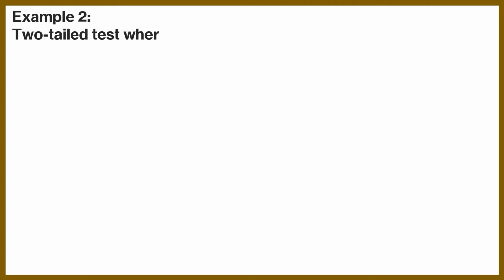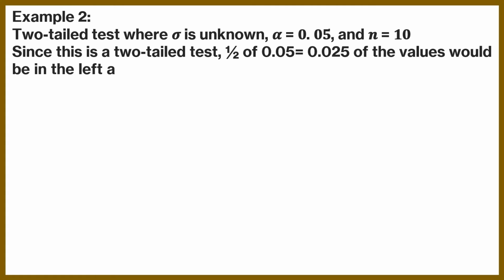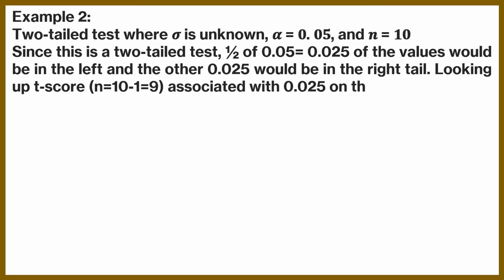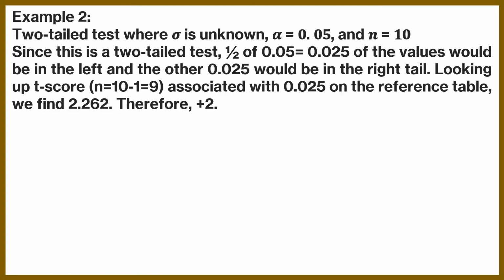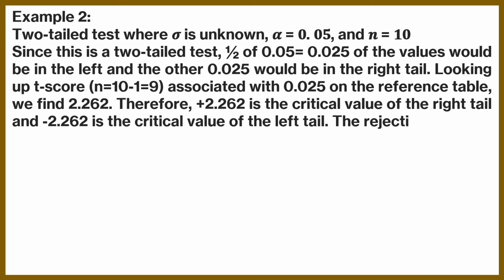Example 2. The two-tailed test where the variance or standard deviation is unknown and our significance level is 0.05 and the sample size is 10. Okay, again, two-tailed test yung gagamitin natin. Since this is a two-tailed test, ang gagawin natin is we have to divide the significance level by 2. So 0.05 divided by 2 is 0.025. One of the values would be in the left tail and the other in the right tail.